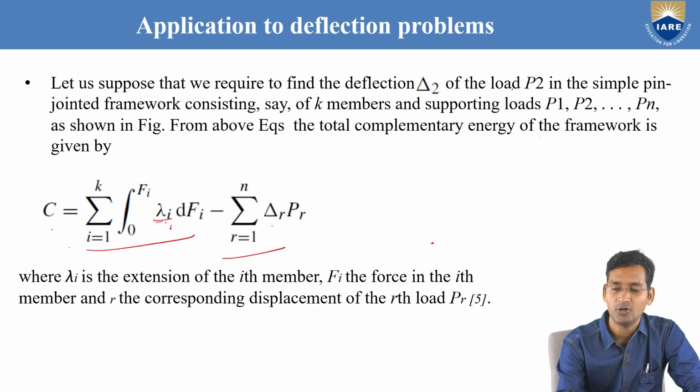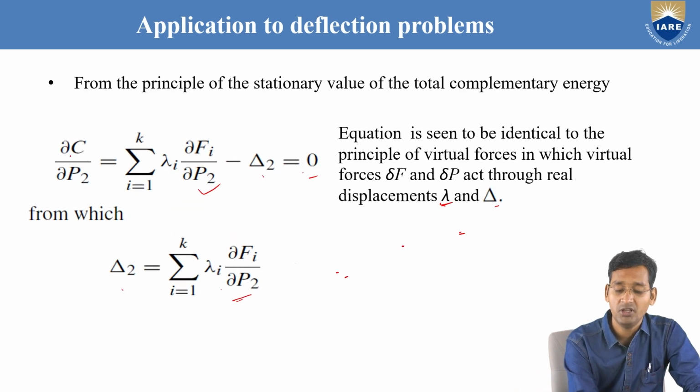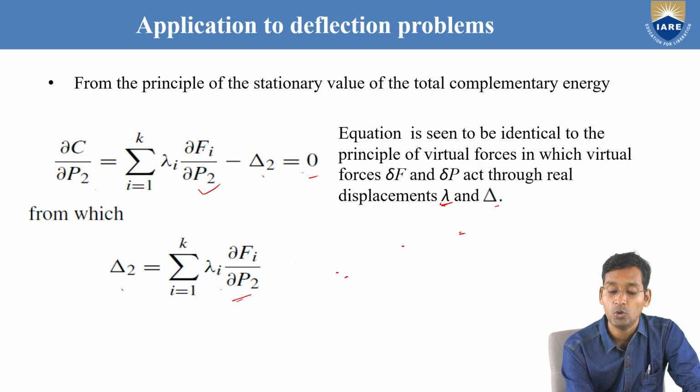Here delta 2 P2. You can take here delta B, then PB. So for B, delta C by delta PB is equal to the summation i equals 1 to K of lambda i dou Fi by dou PB minus lambda 2. That P2 is there, so that is PB, and PB differentiation will be 1, that is equal to 0.